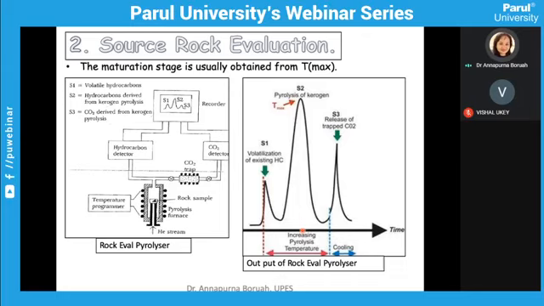Tmax is the temperature where the source rock or shale will release the maximum amount of hydrocarbon. Here you can see the graph is increasing, and at a certain time it is releasing the maximum amount of pyrolyzed hydrocarbon, and after that the volume of gas released decreases. So the highest release of hydrocarbon comes at a certain temperature level, and that temperature is known as Tmax.